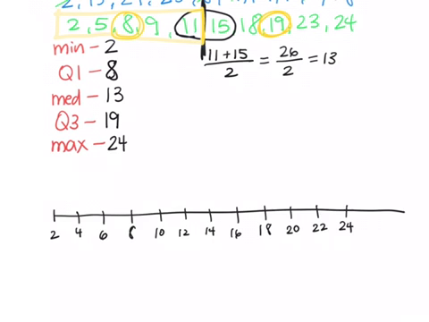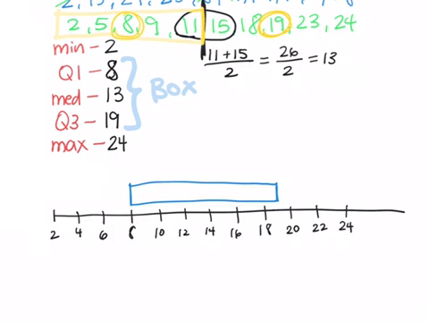And then I'm going to create my actual box and whisker plot above it. The box of your box and whisker plot is going to stretch from quartile 1 to quartile 3. So this is the part here that creates your box. So my box is going to start at 8 and go all the way up to 19. So this is the box part of my box and whisker plot.